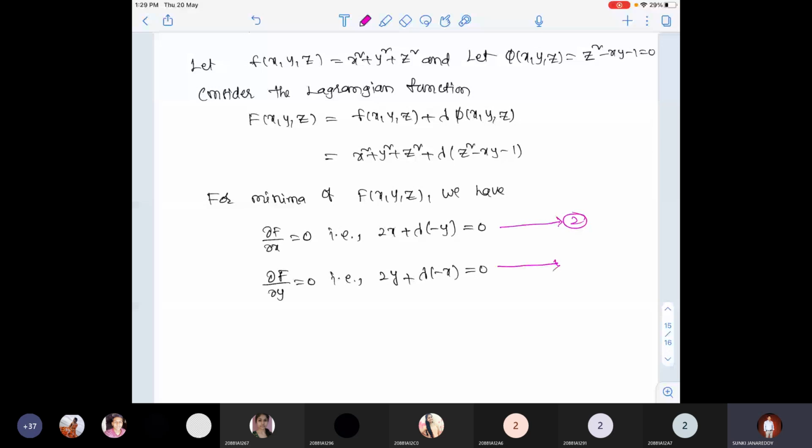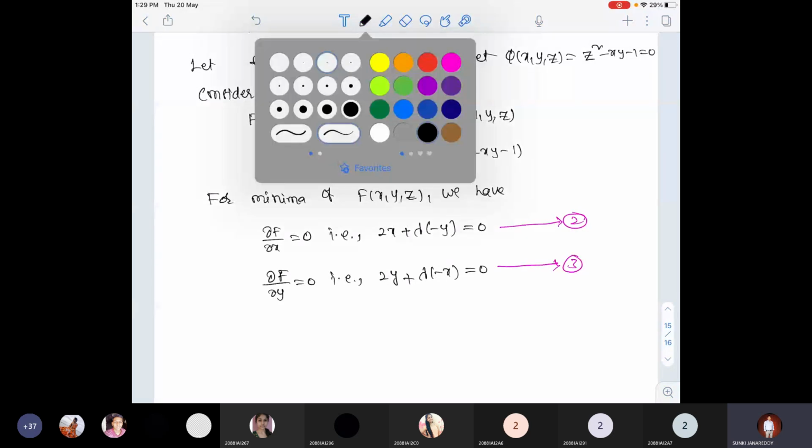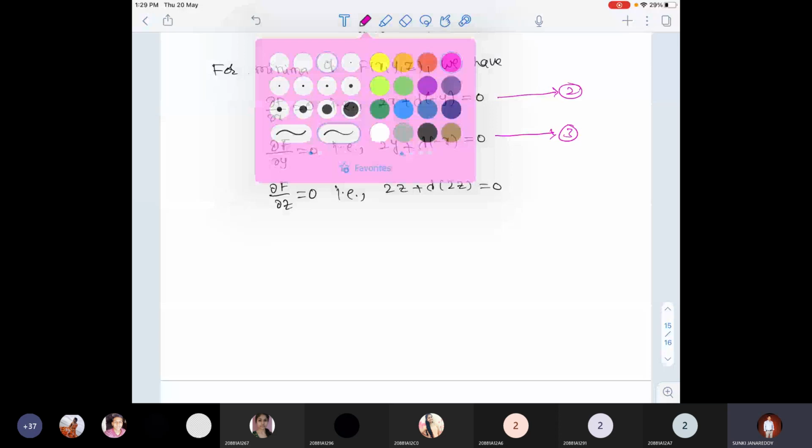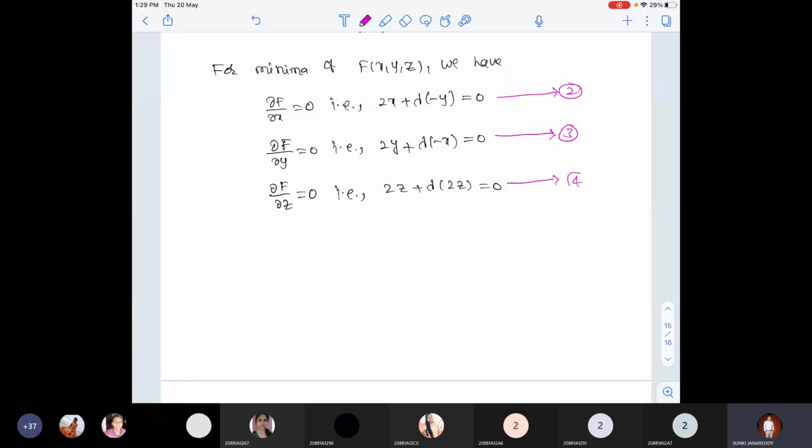Next, ∂F/∂z = 0. That is 2z plus lambda into 2z, and that is equal to 0. Take this as equation number 4.